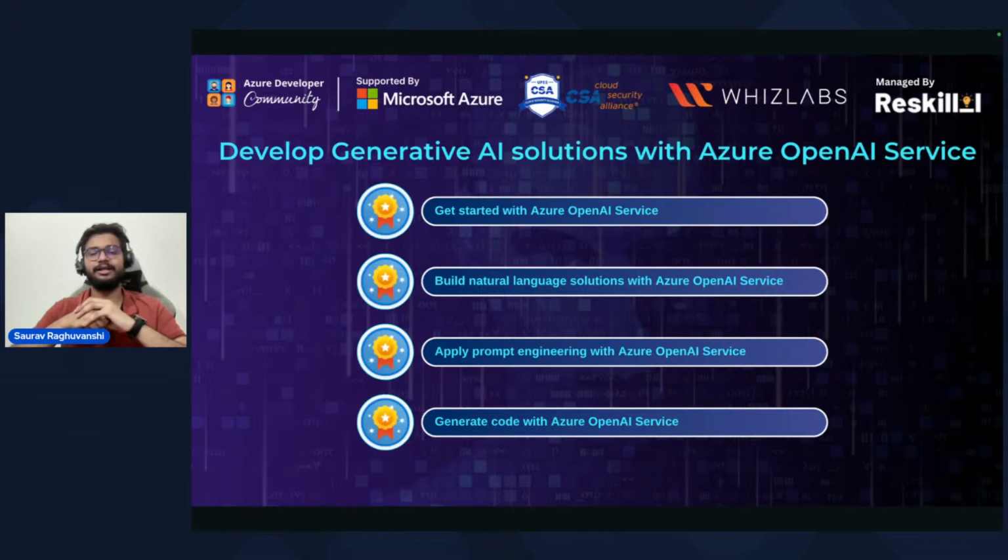Apply prompt engineering with Azure OpenAI services. We'll learn about prompt engineering, and we will then talk about how to generate code with Azure OpenAI services. When Satya was here last year for the Microsoft AI Tour India, there was an interesting research that he was showing, and he was talking about how by 2027, India will surpass the US in having the highest number of developers across the world.